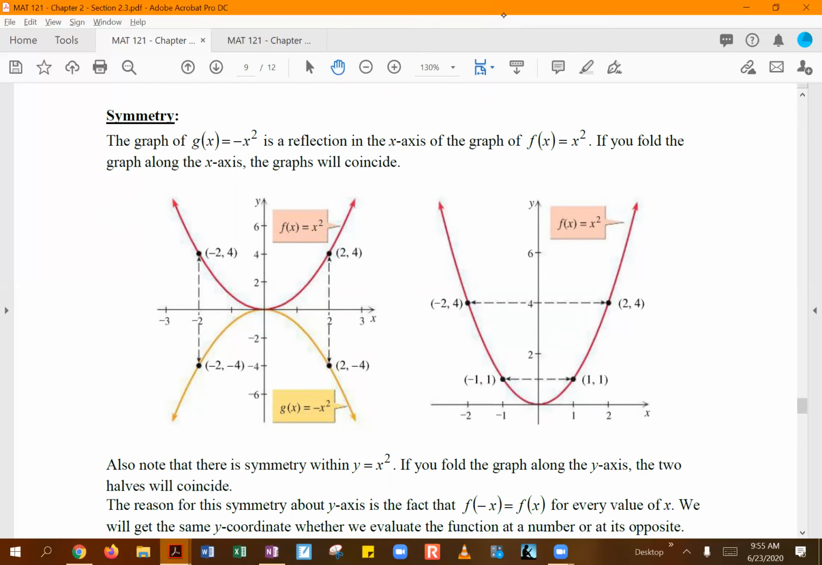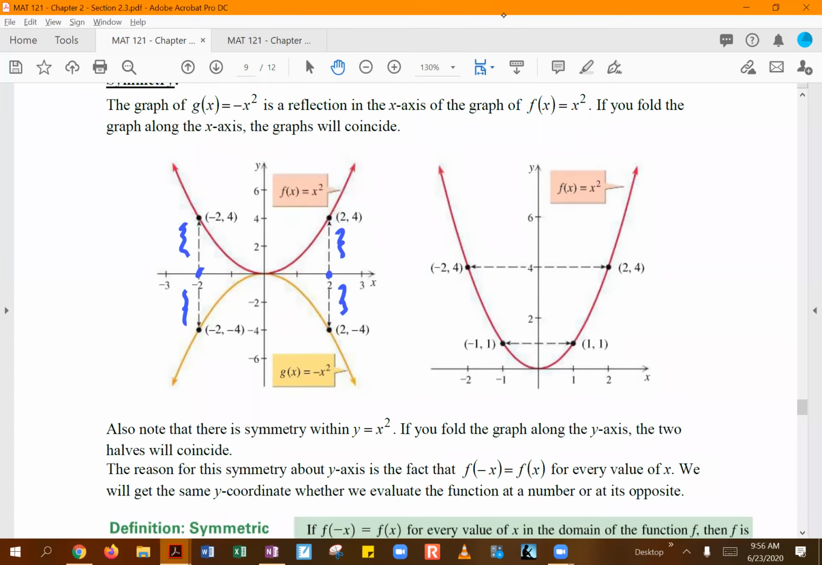Or if you think in terms of distance, if you take the distance from this point on the x-axis, this distance here is going to be the same as this distance here. And of course, the same thing on the left-hand side, this distance is the same as this distance over here. But normally, when we talk about symmetry, we're not really looking at reflection in the x-axis. We're interested more in terms of the y-axis and the origin.